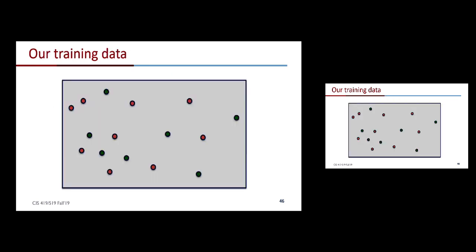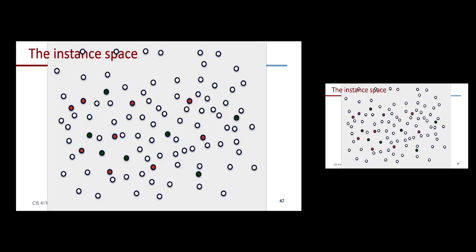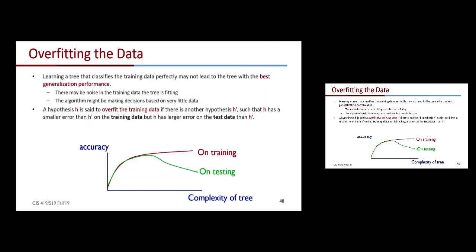And basically the issue that I wanted to bring to your attention is that the training data is always going to be a tiny sample of all the data that you could see. And nevertheless, what you do is you learn a predictor on your training data. So you have to take some precautions for how not to overfit the data.